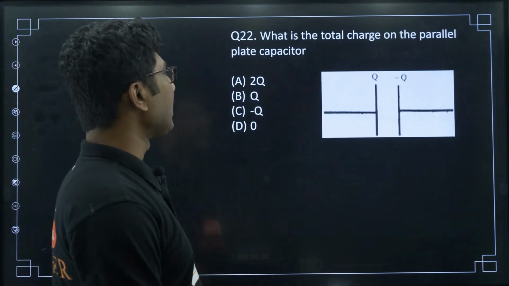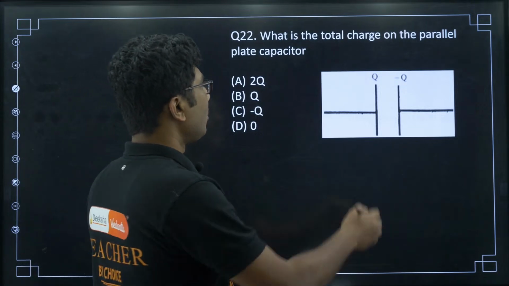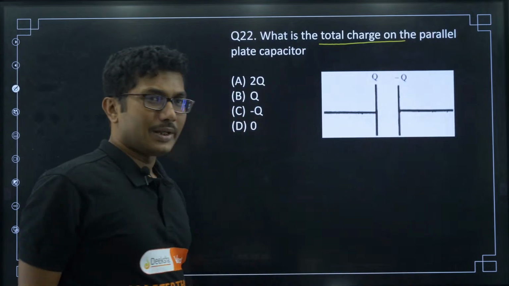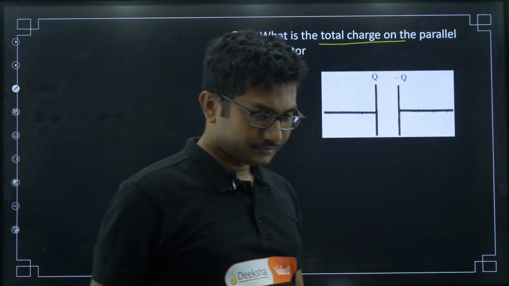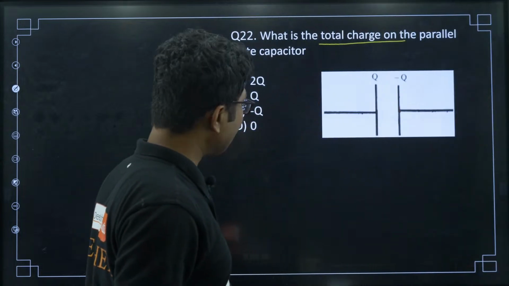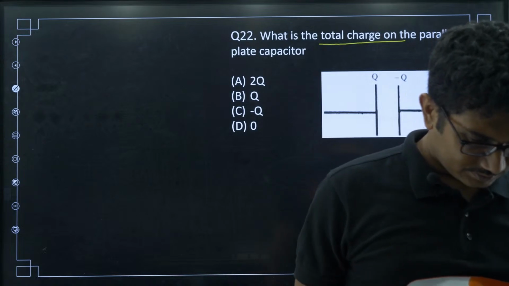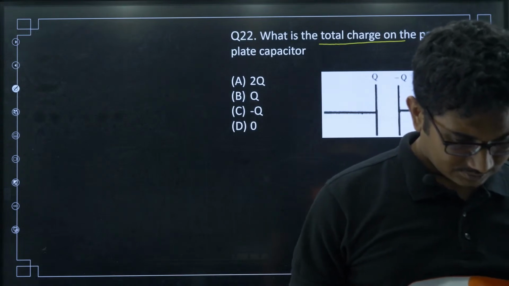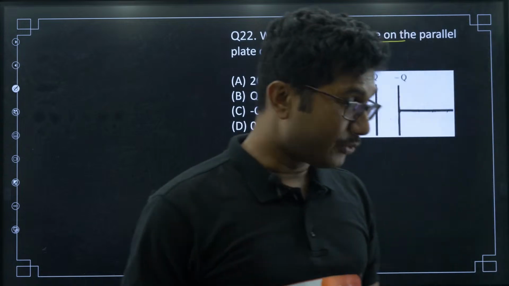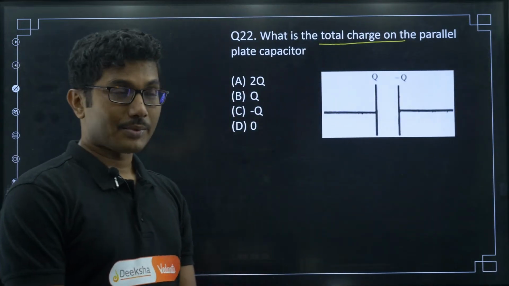The total charge on the parallel plate capacitor. Pooja is saying 21A is correct, yes. Now 22. What is the total charge on the parallel plate capacitor?